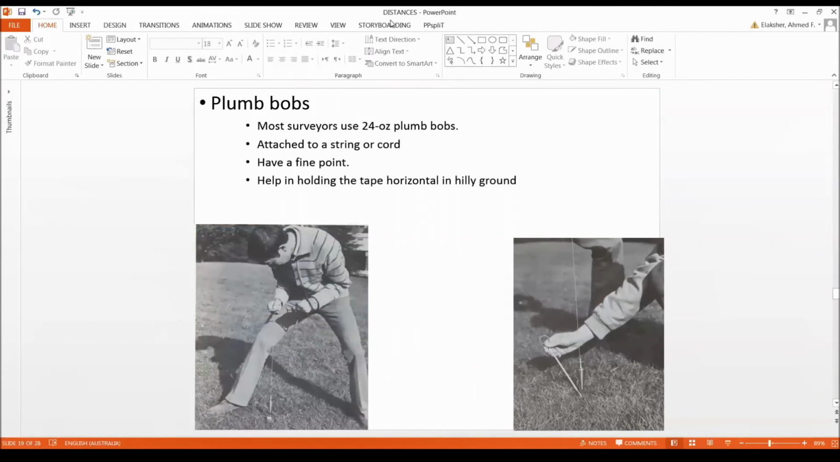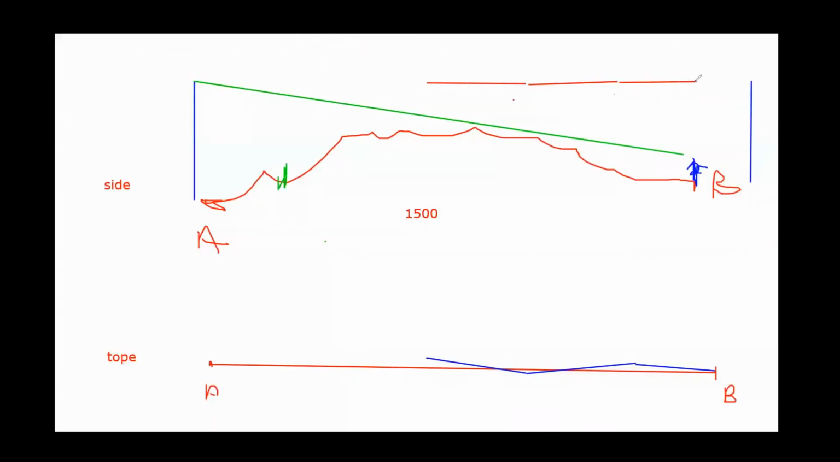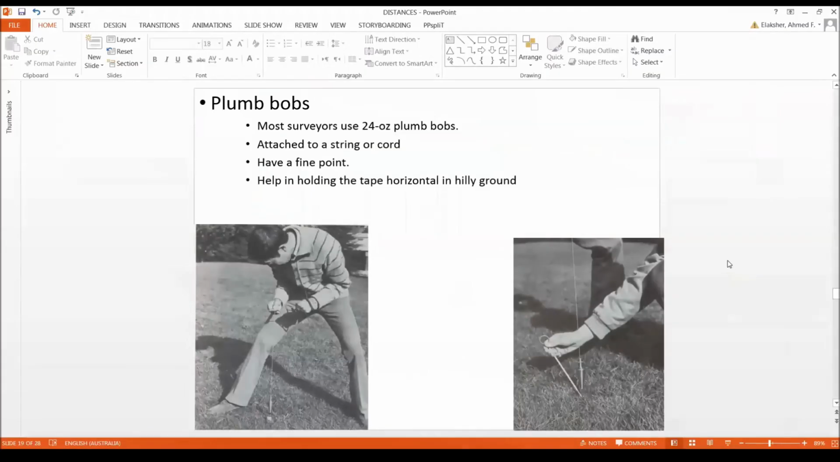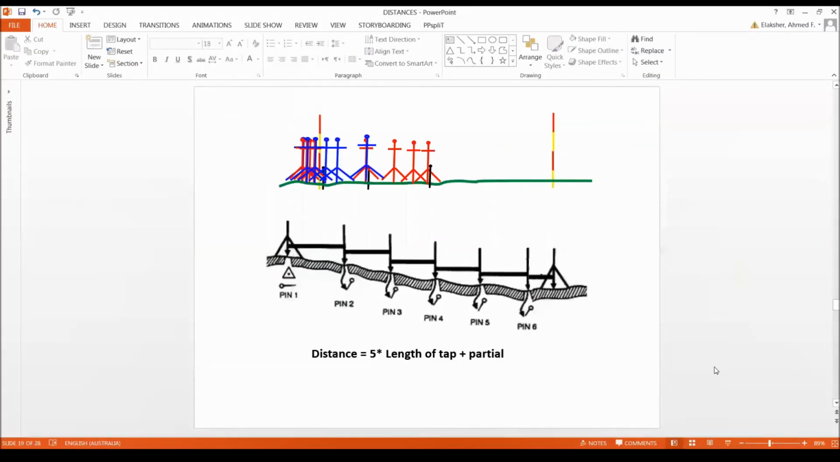Plumb bob, we've used plumb bobs. Why do we use a plumb bob? We use it in this case because if the tape is here, I would like to make sure my starting point or ending point coincides with the point I am surveying to or from. This is just a demo. Let's see if it's going to work.